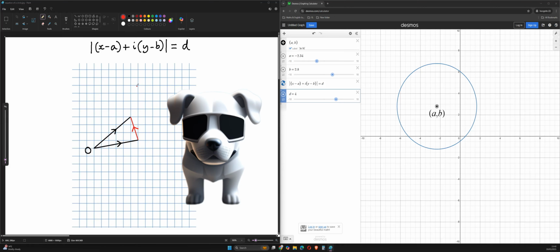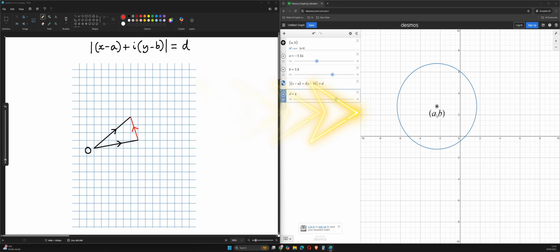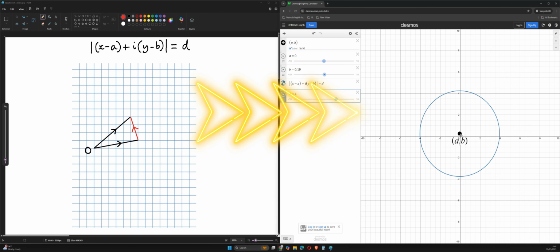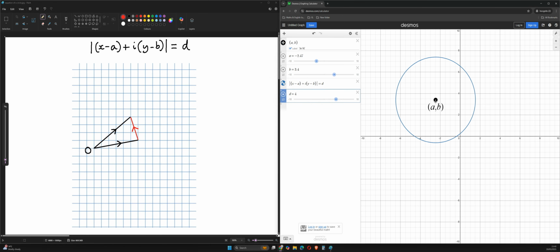Hi, in this video I'm going to be explaining why the magnitude of x minus a plus i times y minus b is equal to d generates a circle like this with a center (a, b) in the complex plane.